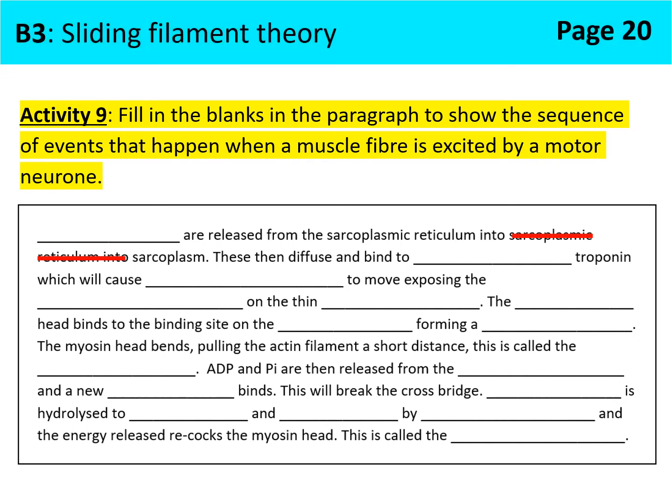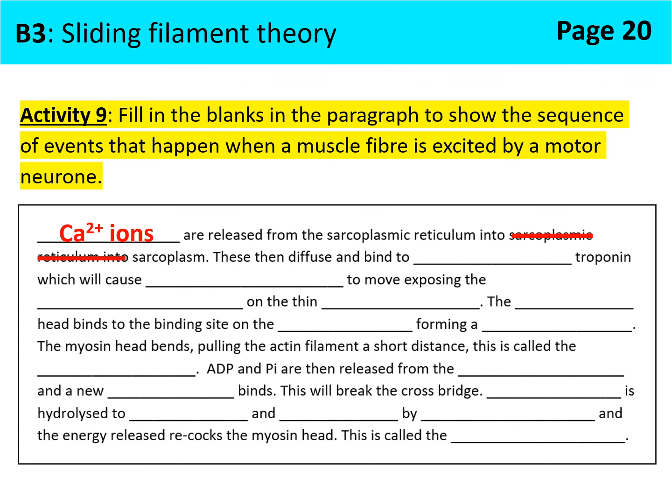Okay, so if you want to go through the answers then, the first missing word was calcium ions. You can put the symbol Ca2+ ions, or you can say calcium ions are released from the sarcoplasmic reticulum. The sarcoplasmic reticulum is a type of reticulum that surrounds each myofibril within the muscle cell. So it's a store of calcium ions, but it also releases calcium ions when muscle contraction is about to happen.